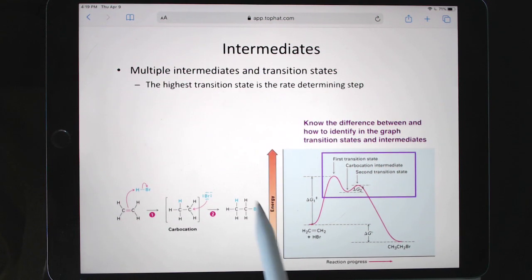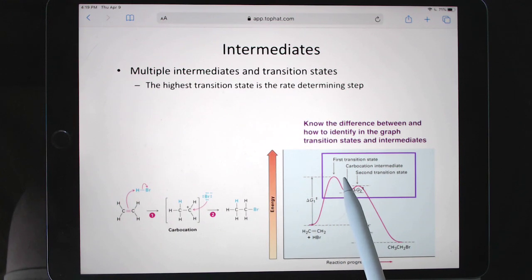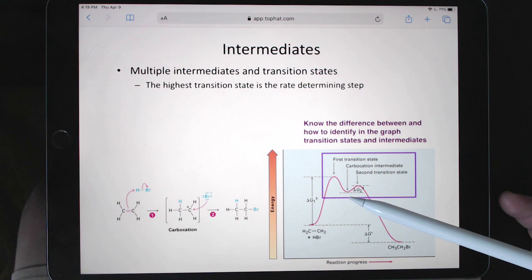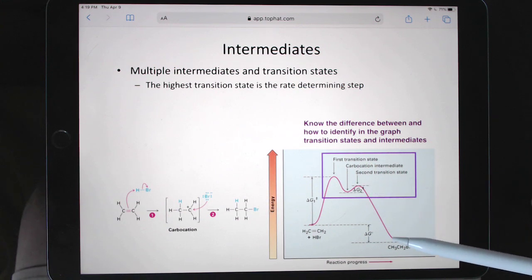You can have multiple transition states and multiple intermediates. Here there's only one intermediate, but there's two transition states. These are high energy states of the reaction where you're breaking bonds, and then you come down here to a slightly more stable version, and then you break another bond, and then you form new ones, and then you're done.